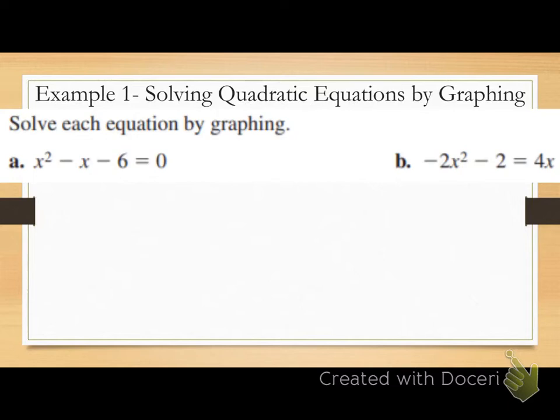Okay. Is this a quadratic equation in standard form? No, it's not. How do I get it in standard form? Subtract 4x on both sides. That way I can get everything to one side and 0 on the other side.